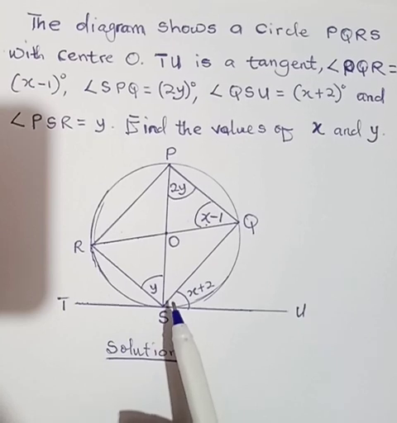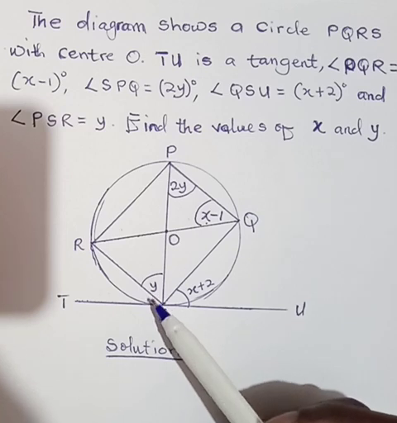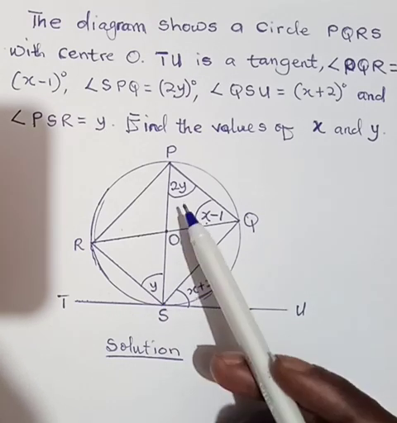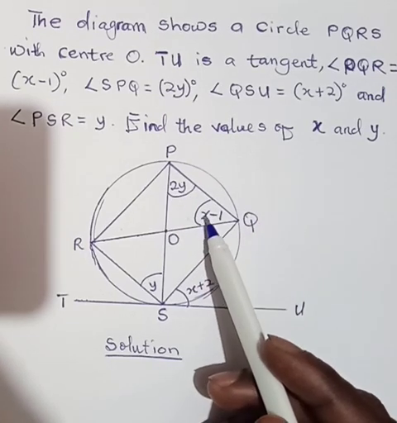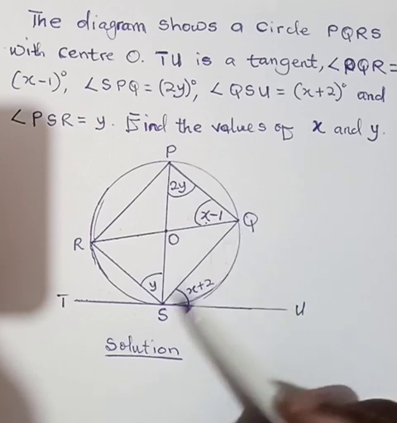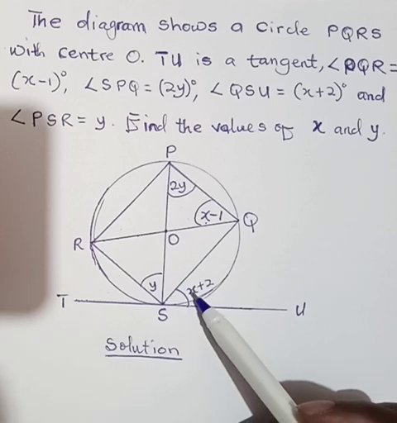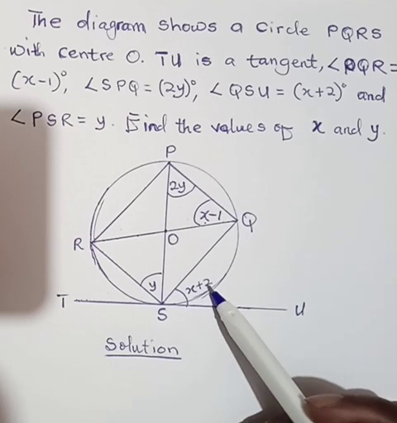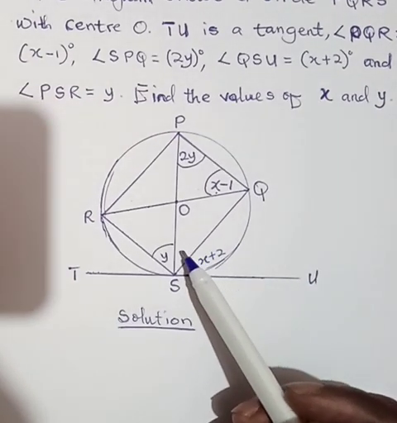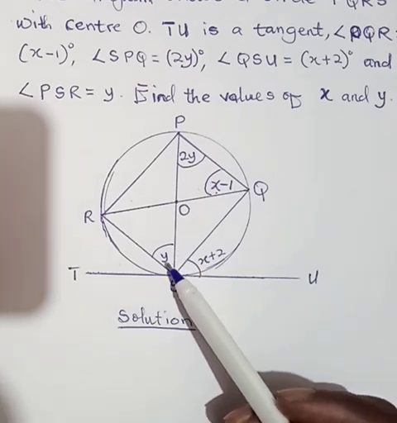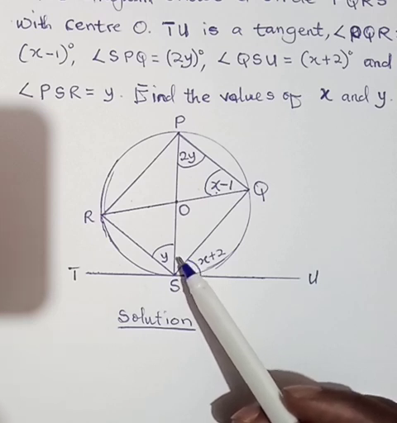So let's identify some of the angles that were given in the question. Looking at this diagram, we have this angle here, 2y. We also have x minus 1 here, and y is also here, and this particular angle is x plus 2. Questions like this, you need to understand before you start. It's very simple, but if you don't apply the properties, you'll find it very difficult.